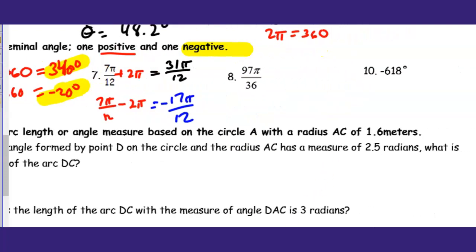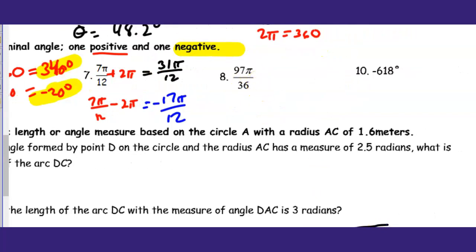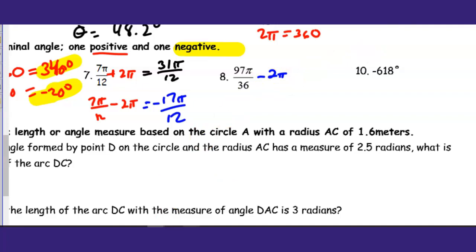All right, right here we can do the same approach. And that was big, 97 pi. So we gotta go 97 pi over 36, that's really large. So I'm gonna go minus 2 pi first because I need a positive and a negative. So I'm gonna just work down. 97 pi minus 36, you can do the exact same steps.